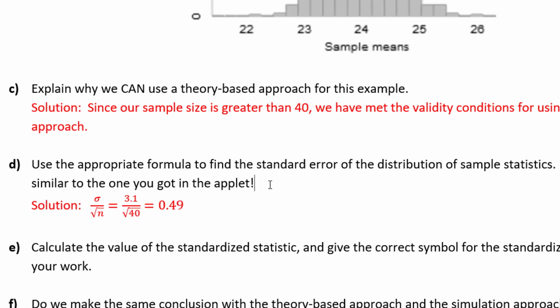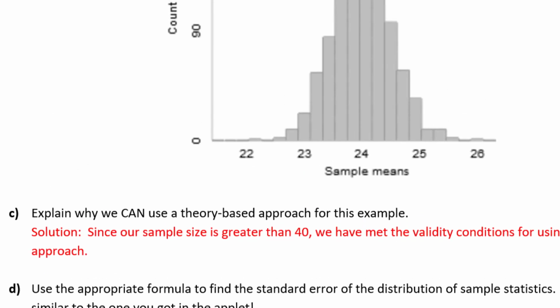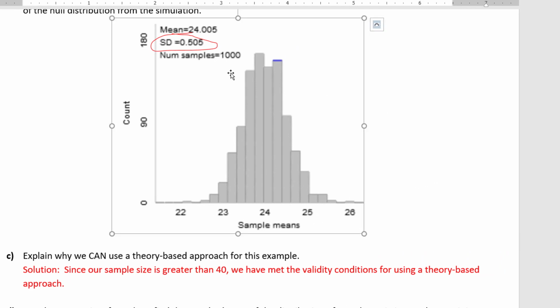All right, so when I use the formula, I got a standard error of 0.49. Recall, when we did the simulation, the standard error was 0.505. So very, very close. They're both very close to a standard error of 0.5.